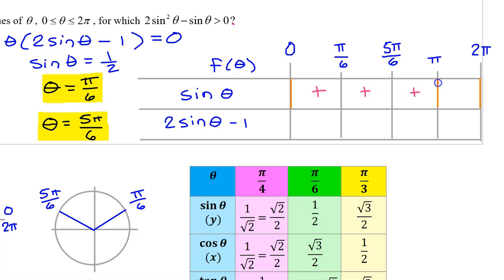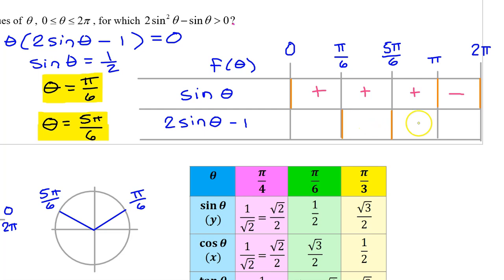Similarly, on the interval between pi and 2 pi, these y values are below the x-axis. These are negative y values. So, sine theta will be negative in this interval. What about the factor of 2 sine theta minus 1? Let us again highlight the values where this factor is equal to 0. That was at pi over 6 and 5 pi over 6. So this factor will equal 0 here and here.